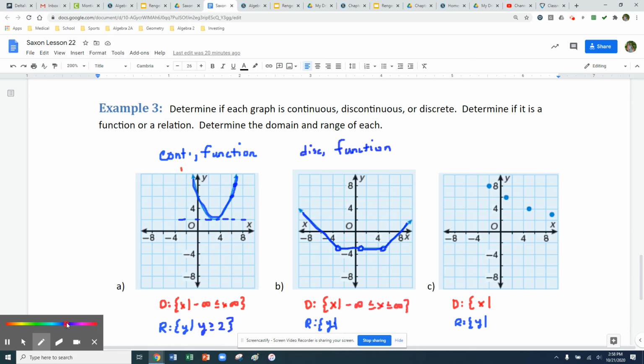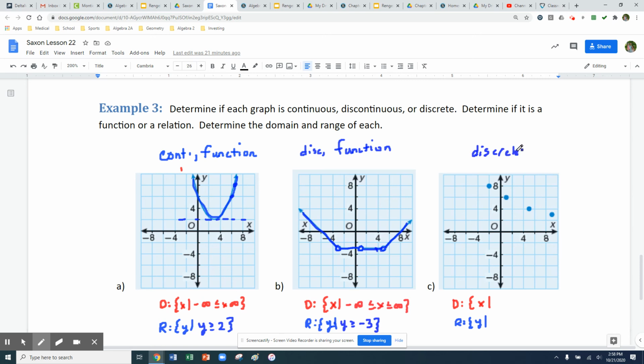And lastly, our range on this one, we have a y value of 3 to 0 being used all the way down. Once we get to -3, though, we are not using anything below that. So y is going to be greater than or equal to -3. So there would be our range for that one. Lastly, we've got a disconnected graph. This one is going to be discrete.